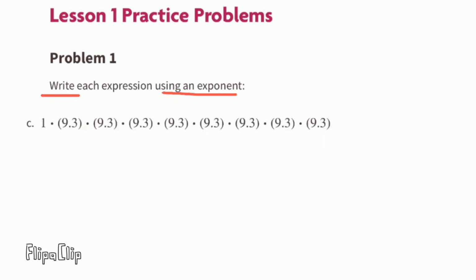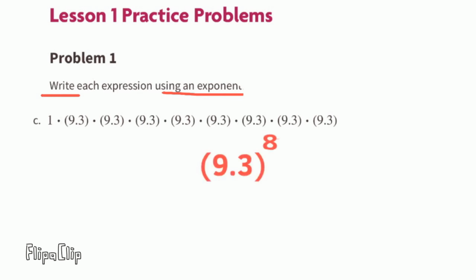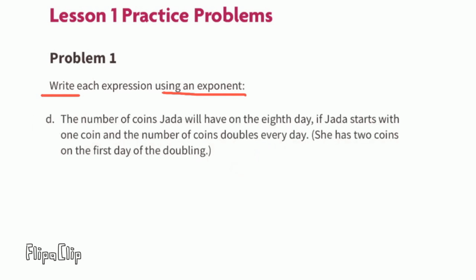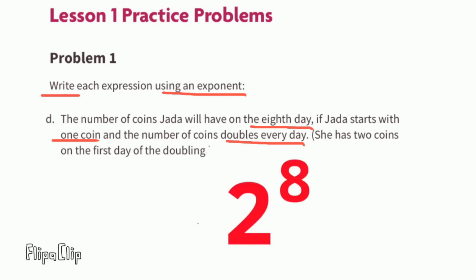C. 1 times 9.3 8 different times. Expressed as an exponent, that would be 9.3 to the power of 8. D. The number of coins Jada will have on the 8th day if Jada starts with 1 coin and the number of coins doubles every day. She has 2 coins on the first day of doubling. Doubling 2 coins for 8 days would be 2 to the power of 8.